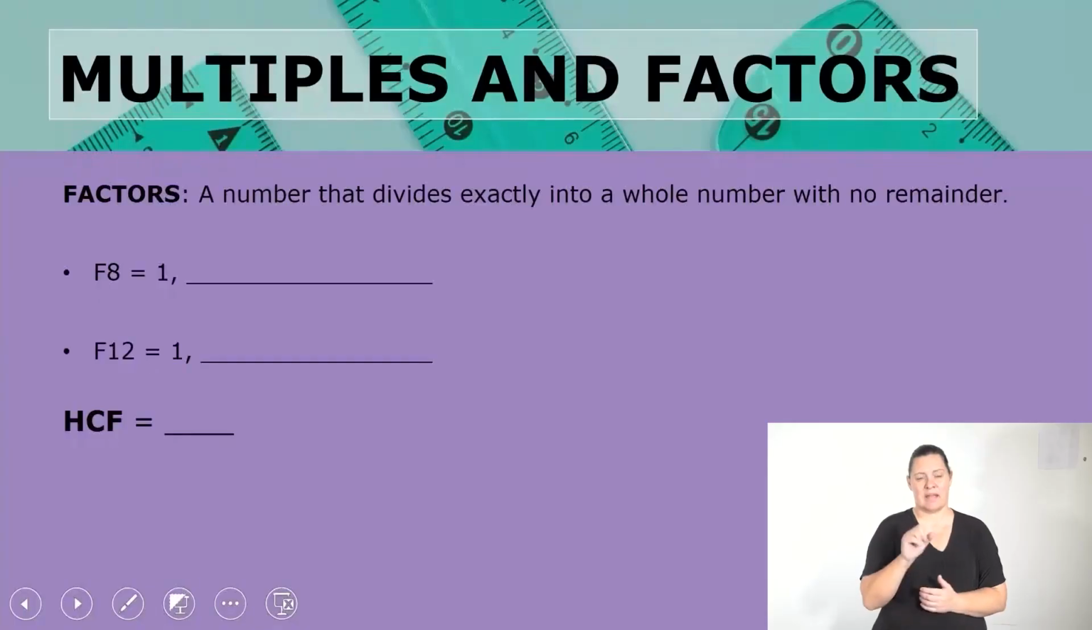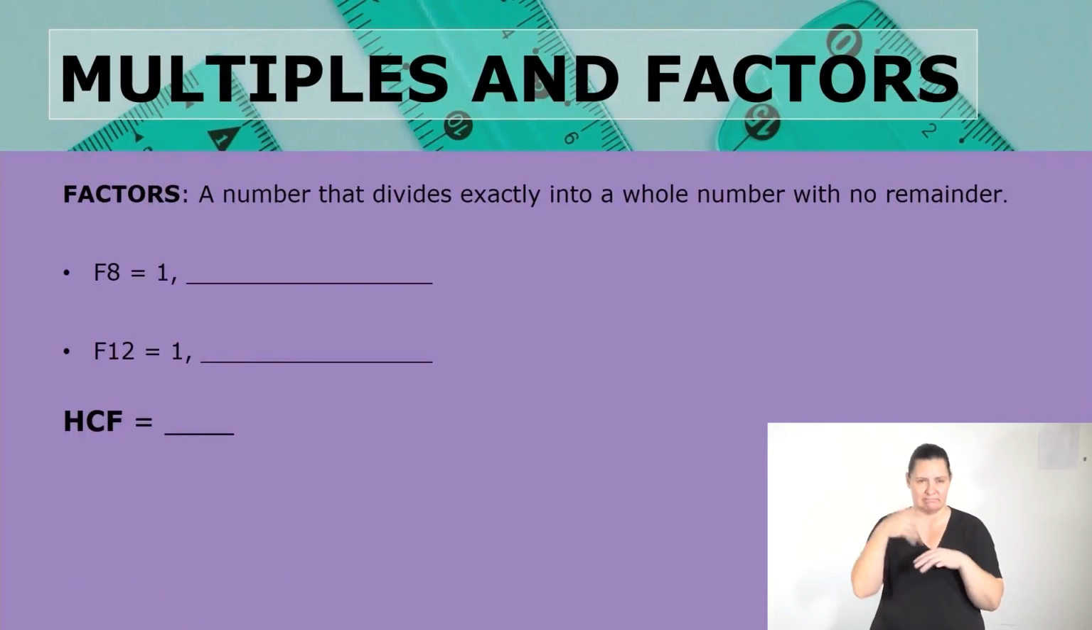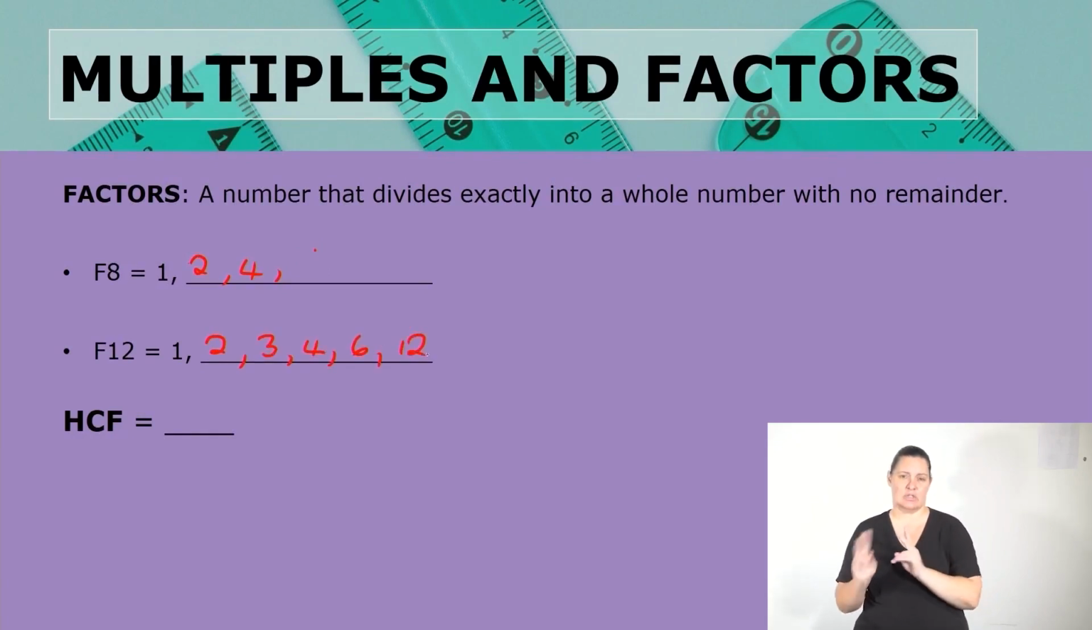Let's move on to the factors. So a factor is a number that divides exactly into a whole number with no remainder. Let's quickly list the factors of 8 there: 1, 2, 4, and 8. And the factors of 12 are 1, 2, 3, 4, 6, and 12.